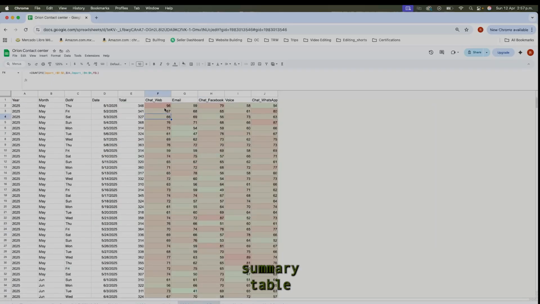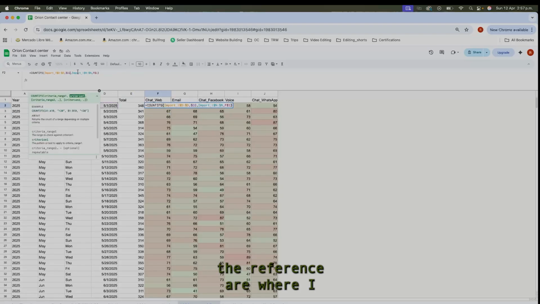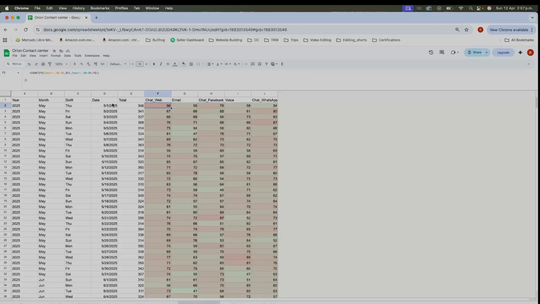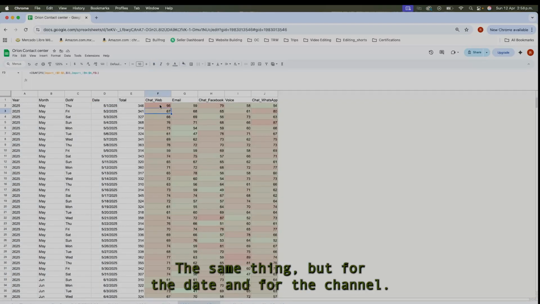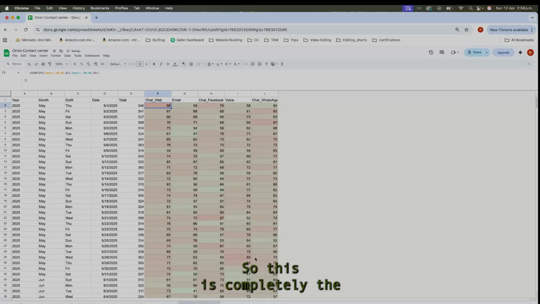So in the initial summary tab on a daily level, we can see the same thing over and over again. But in this case, the reference that we are going to use is the date. It's column D. So this is basically the same thing, but for the date and for the channel. So it is completely the same thing. So in this case, I am having a volume of 300 to 400 interactions per day.